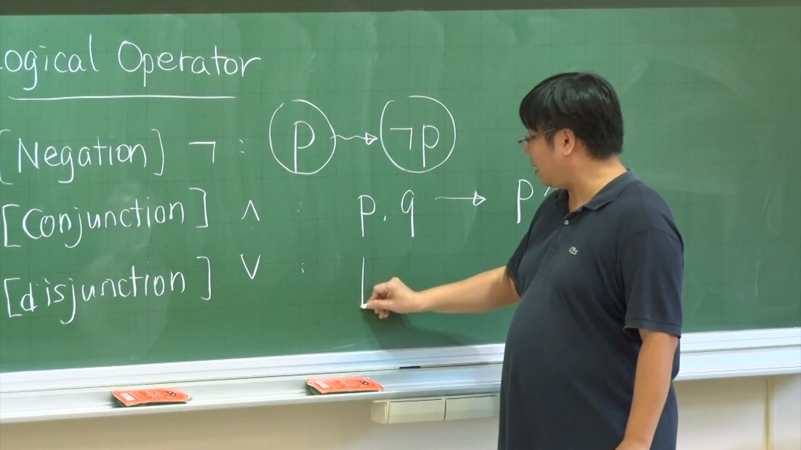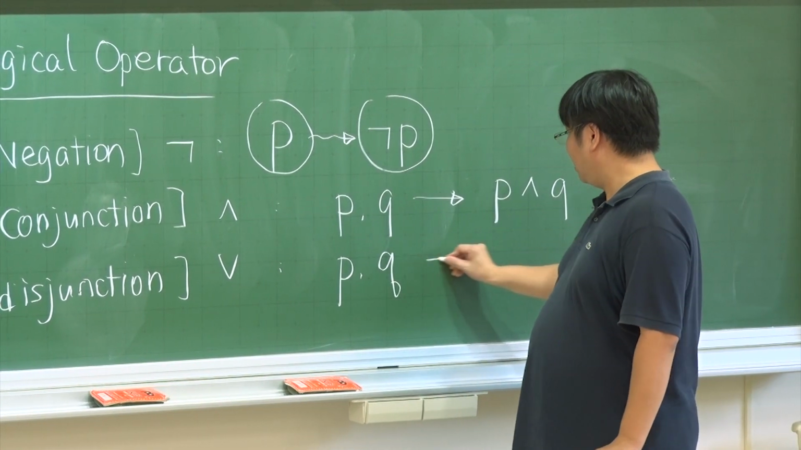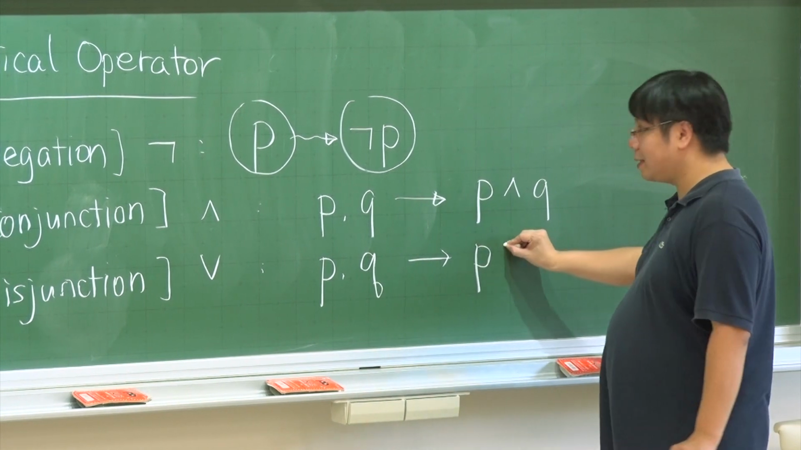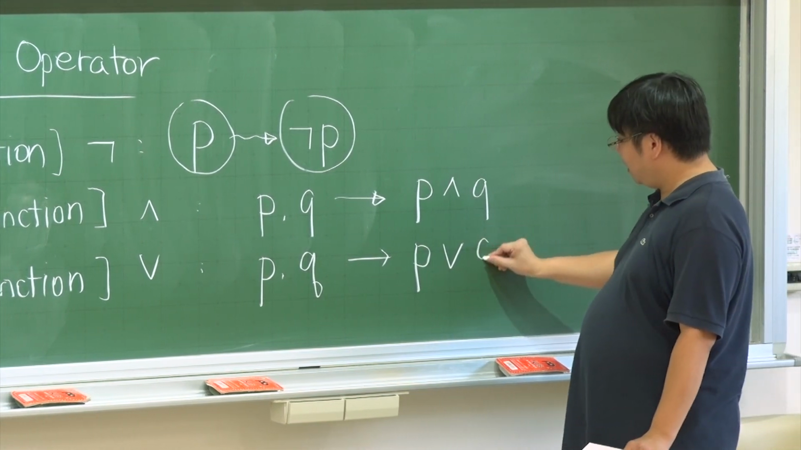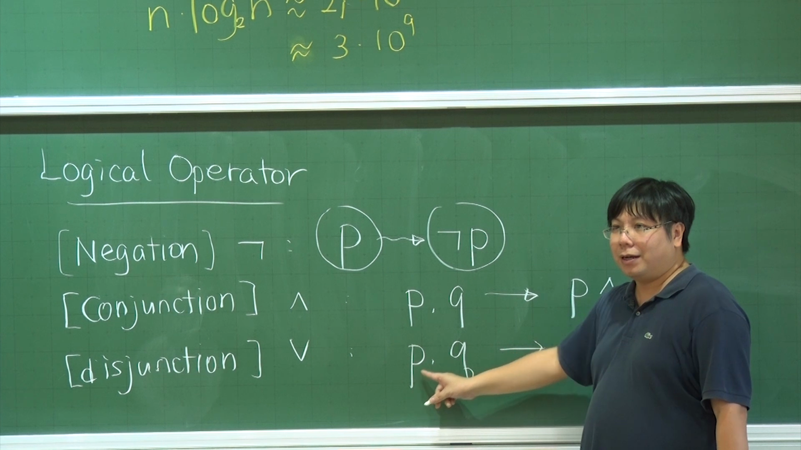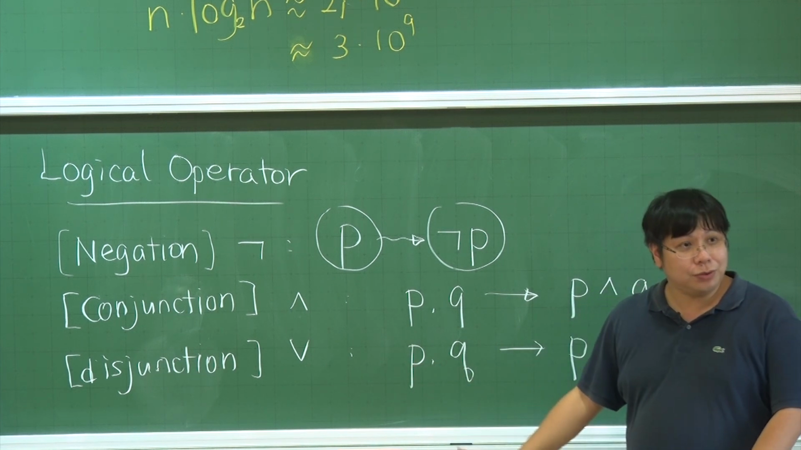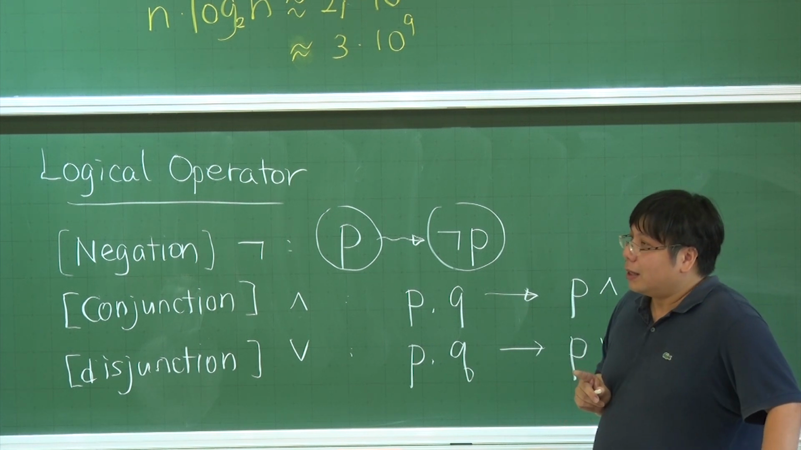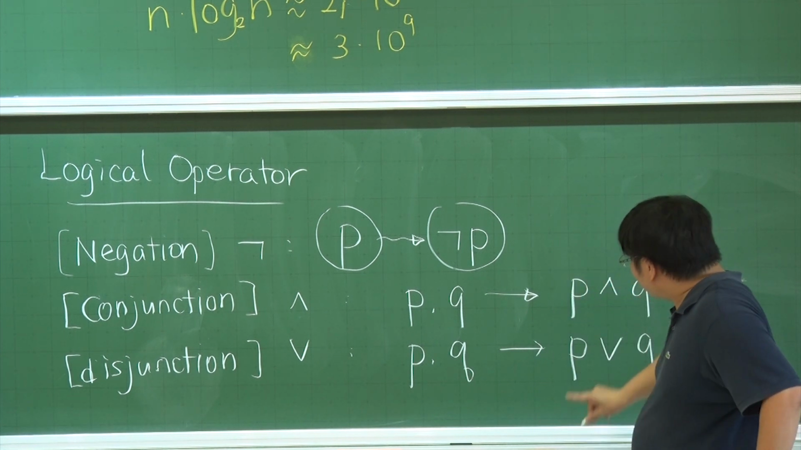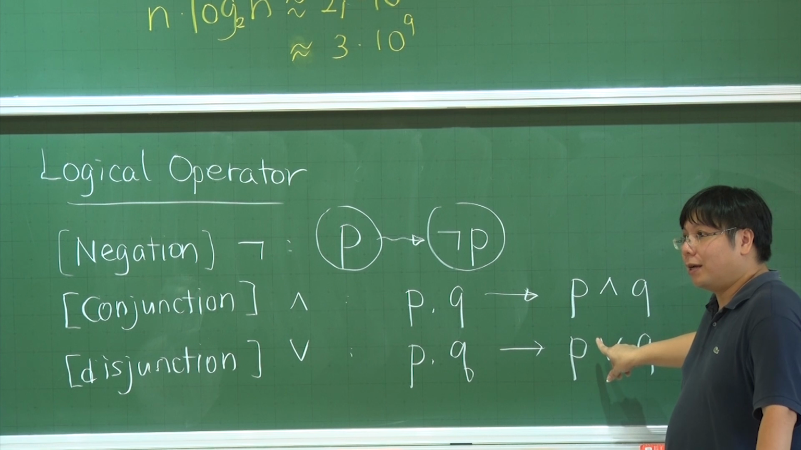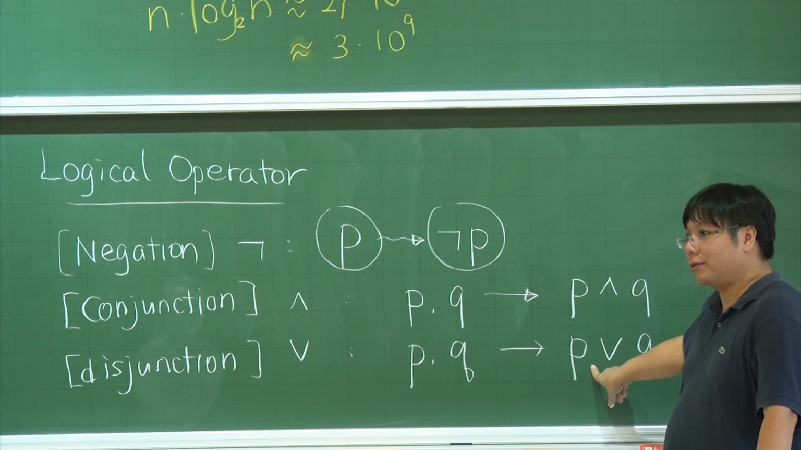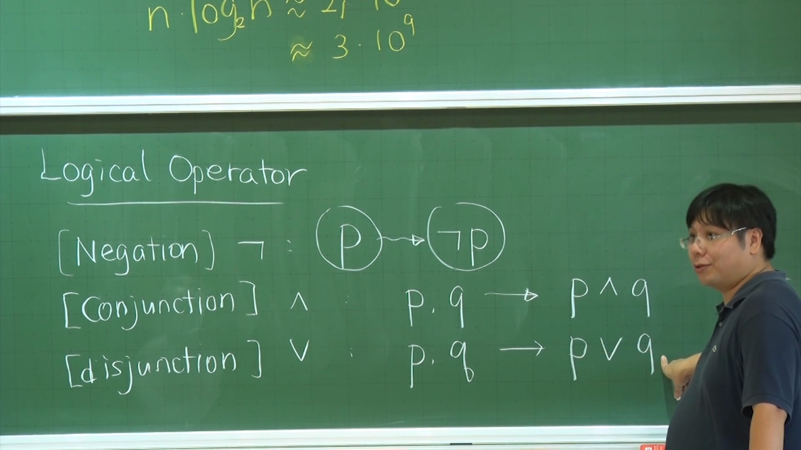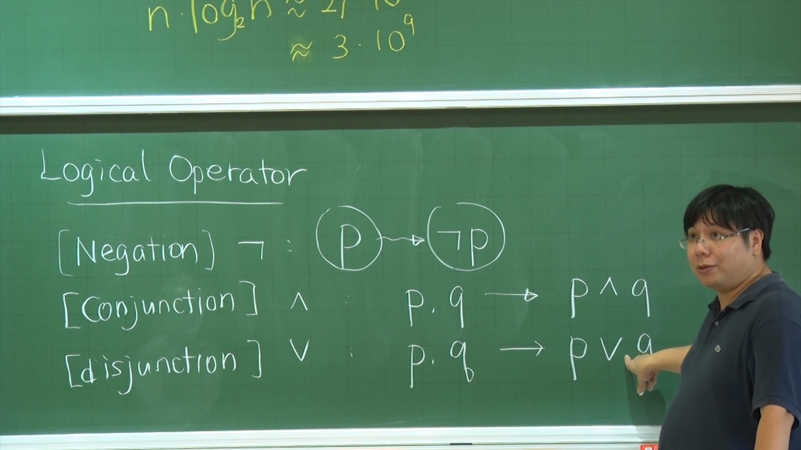Disjunction is when I have a P, I have a Q, and then I have P or Q. This reads as "or": P or Q. Whenever at least one of them is true, then this is going to be true. Or, so it is not like you cannot have both true. If this is true, true. If this is true, true. If both of them are true, it is still true.